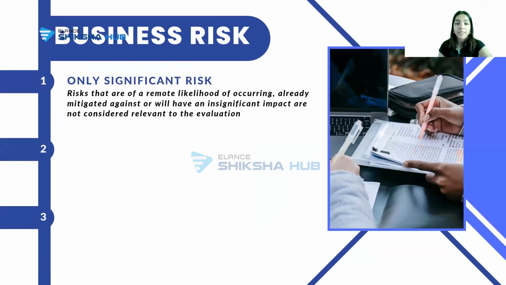Now, only significant risks are relevant. Risks that are of remote likelihood of occurring, already mitigated against, or will have an insignificant impact are not considered relevant to the evaluation. The examiner has clearly told us if something has been mitigated, if something has been done regarding that particular risk, it will not be considered significant.